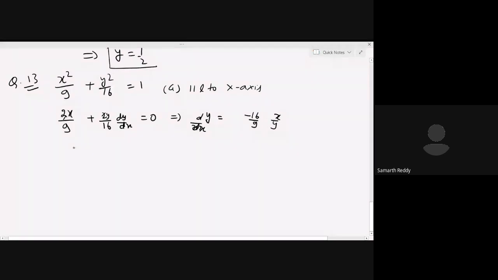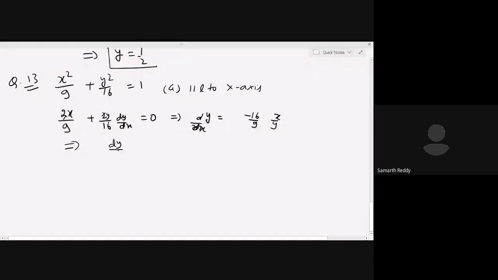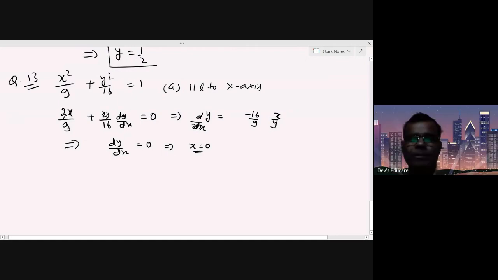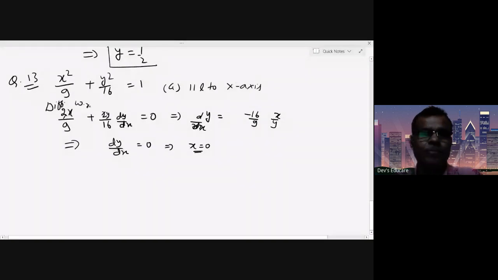Sir, I have one doubt. Yes. Sir, why did you apply the chain rule to y squared by 16? Because we are differentiating with respect to x.